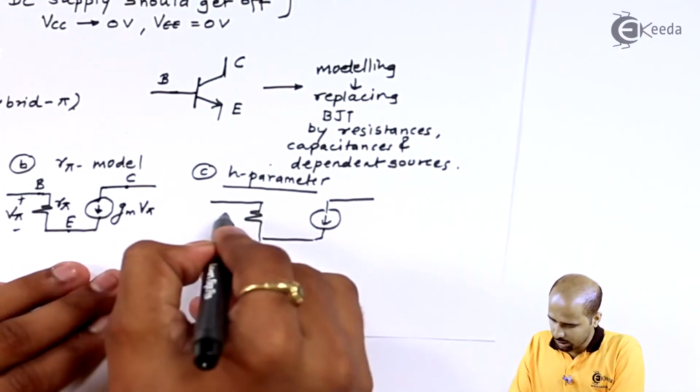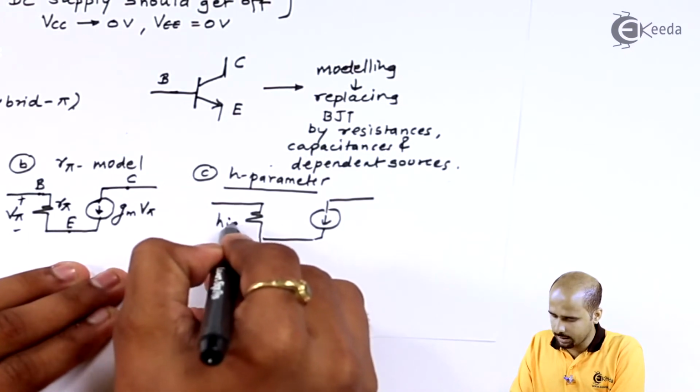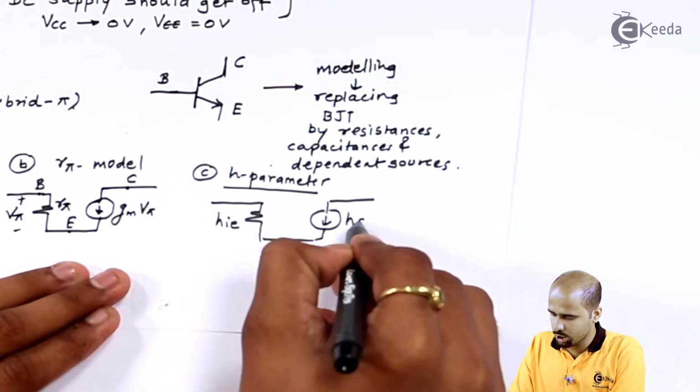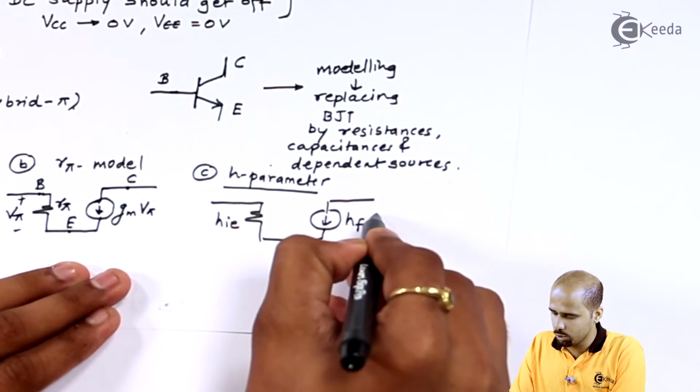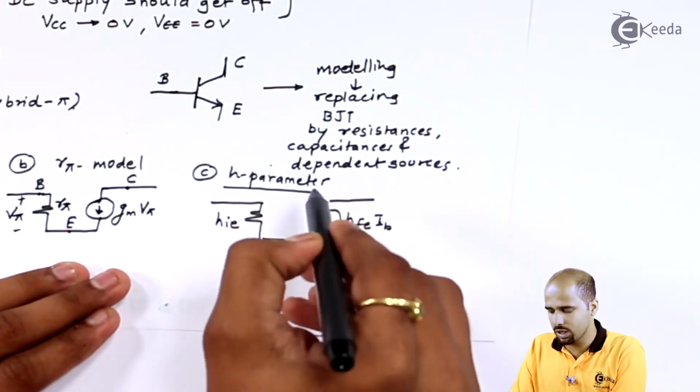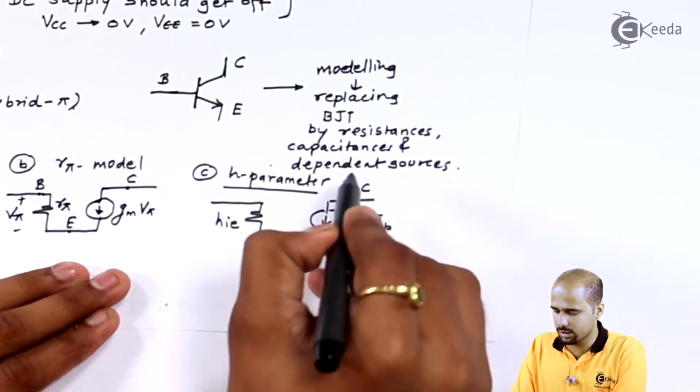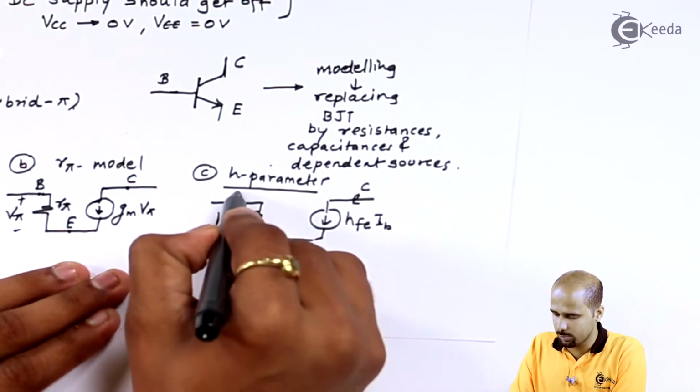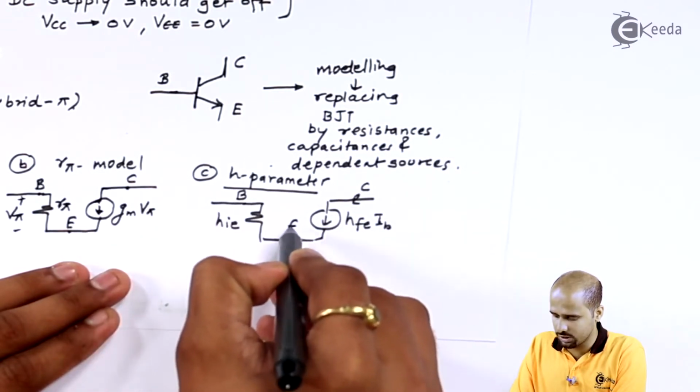This is your HIE, this is your HFE into IB. Okay, this is collector current, this terminal is C, this terminal is B, and this terminal is E.